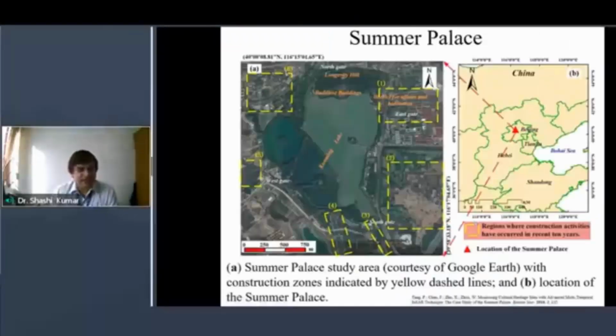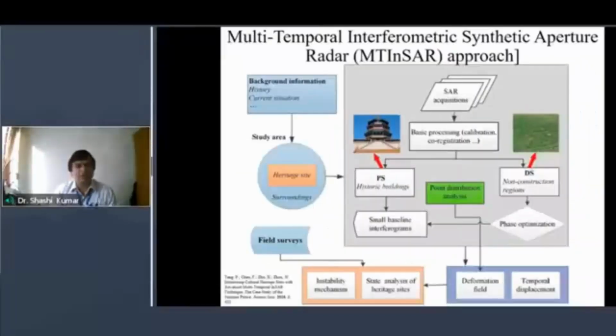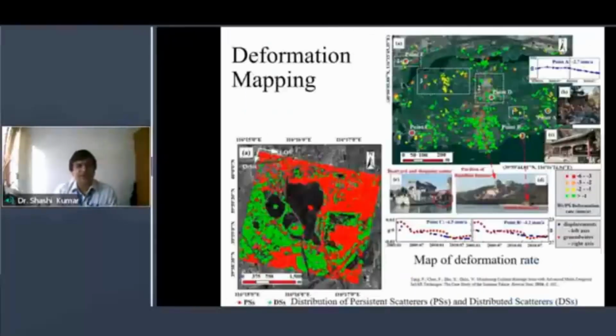Now another study, SAR interferometry based, was carried out by another researcher for a location in China near Beijing. There is one study site, that is the Summer Palace. This study was carried out by Tang et al. In this study, they used the PSInSAR technique as well as the small baseline interferogram to generate the deformation map. They found that subsidence as well as upliftment were both recorded.